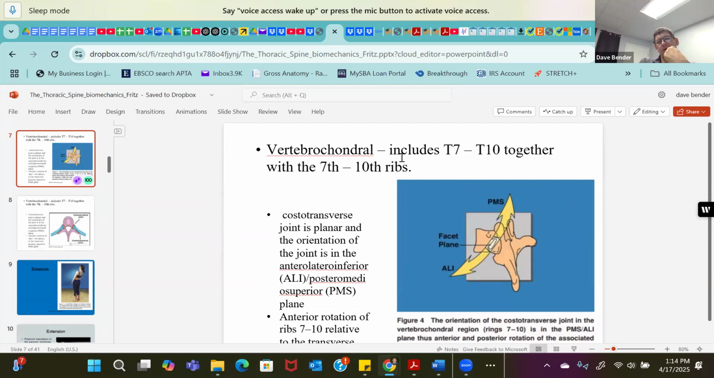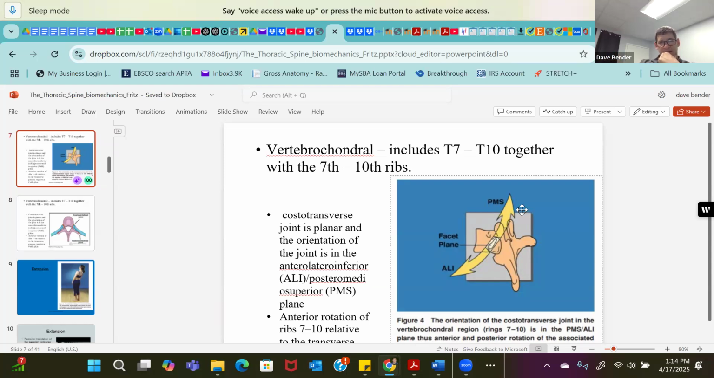Now, in the costochondral region, which is going to be T7 to T10, in this region, the costotransverse joint is described as being more planar and flat. And the orientation of this joint kind of wings out posterior a little bit more. So the orientation of the joint is often referred to as being basically anterior, lateral, and inferior as it angles.